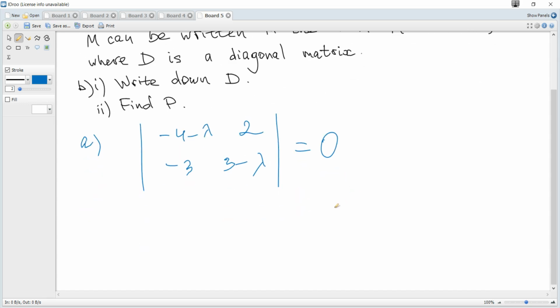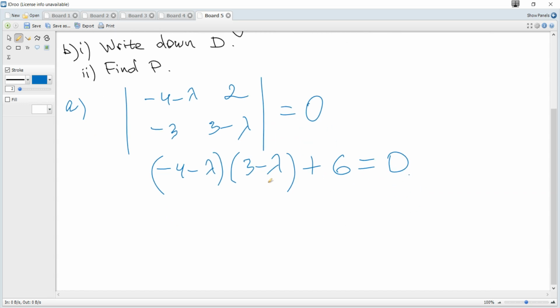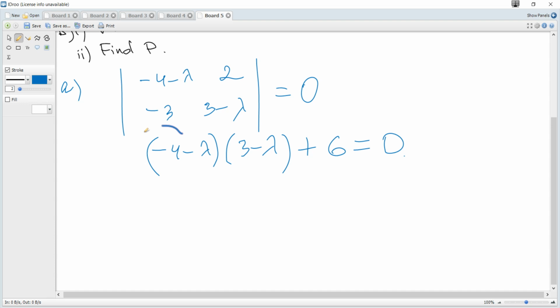The determinant of a 2 by 2 matrix formula is given in a data booklet. It's just this product minus this product. So it becomes (-4 minus lambda) multiplied by (3 minus lambda) minus (-6), or just plus 6, is 0. And we need to just expand it. I want to factor out minus here and minus here, to make it more simple. It's not necessary. It's the same as (4 plus lambda)(lambda minus 3) plus 6 is 0.